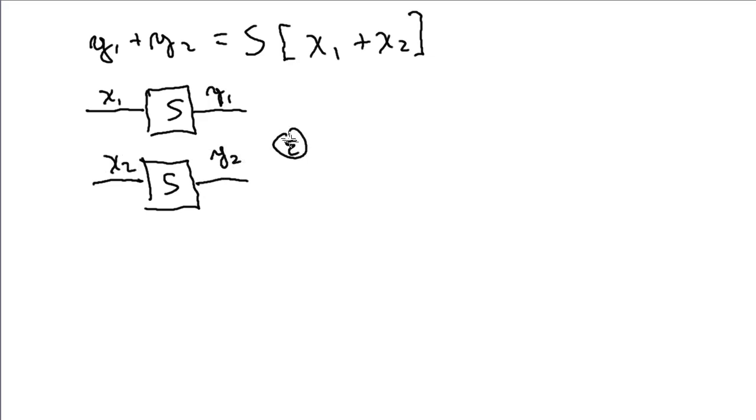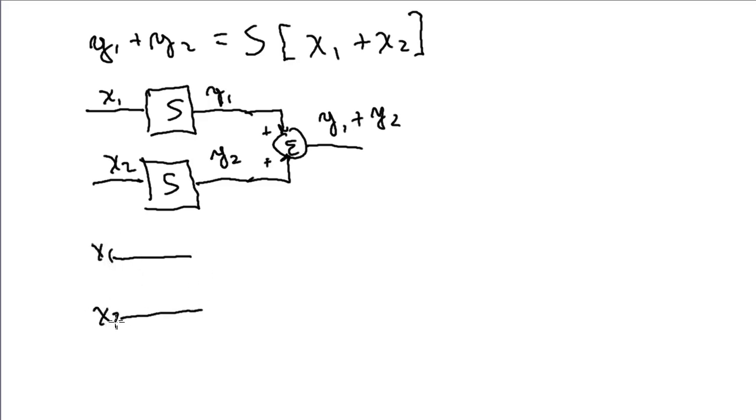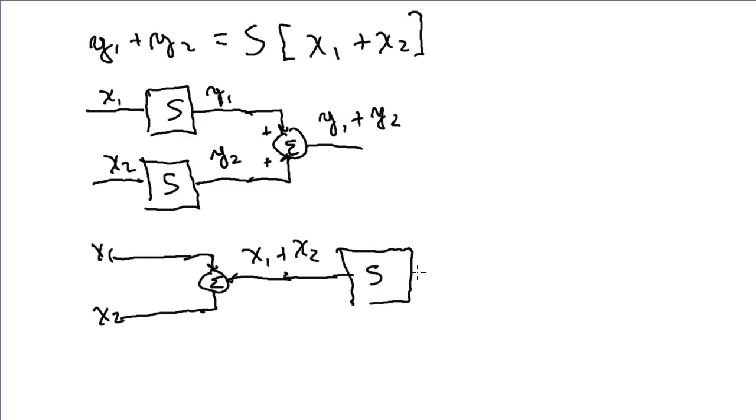Then we sum these two. Okay. This then produces y1 plus y2. So this is what the left-hand side of this condition represents. On the right-hand side, what it says to do is we have x1 and x2. We sum these. Okay. That would produce x1 plus x2. And then now we run this into that same system, S. Then the output of this system is the transformation applied to that sum.